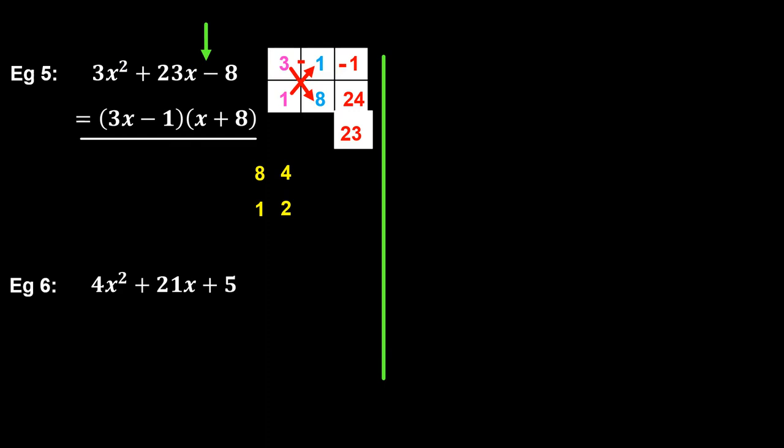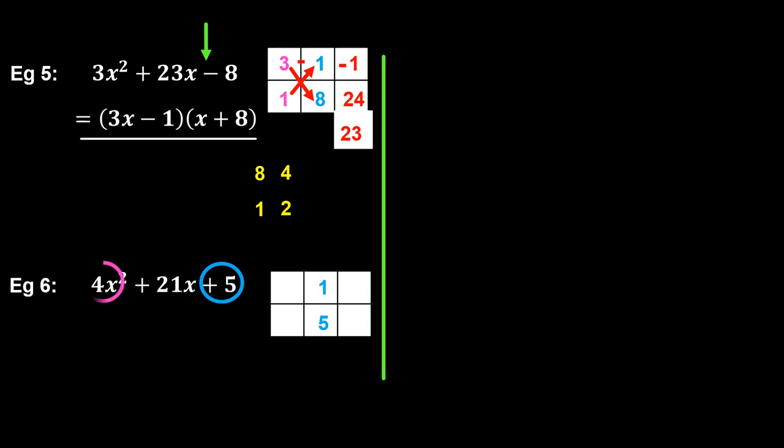Alright, let's try another one. We've got 4x squared plus 21x plus 5. So I'm looking for my factors of 5. Thank goodness there's only one set. It's going to be 5 and 1. And my factors of 4. My factors of 4 are either going to be 4 and 1 or 2 and 2.